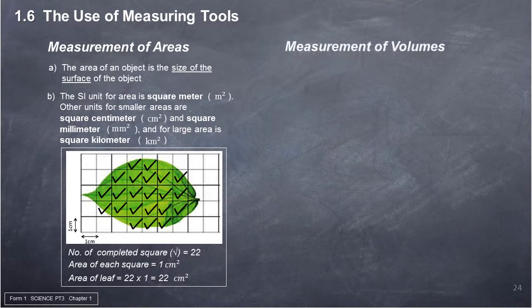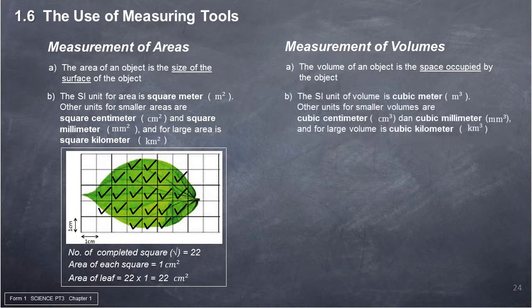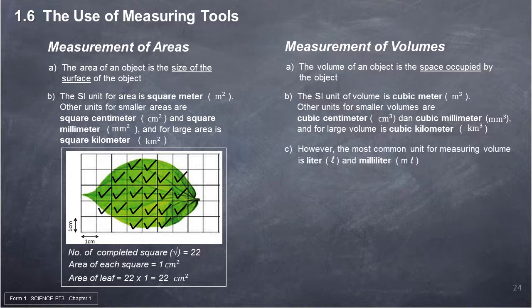Measurement of volumes. A. The volume of an object is the space occupied by the object. B. The SI unit for volume is cubic meter. Other units for smaller volumes are cubic centimeter and cubic millimeter, and for large volumes is cubic kilometer. C. However, the most common units for measuring volume are liter and milliliter. 1 cubic centimeter equals 1 milliliter. 1 liter equals 1000 milliliter, equals 1000 cubic centimeter.